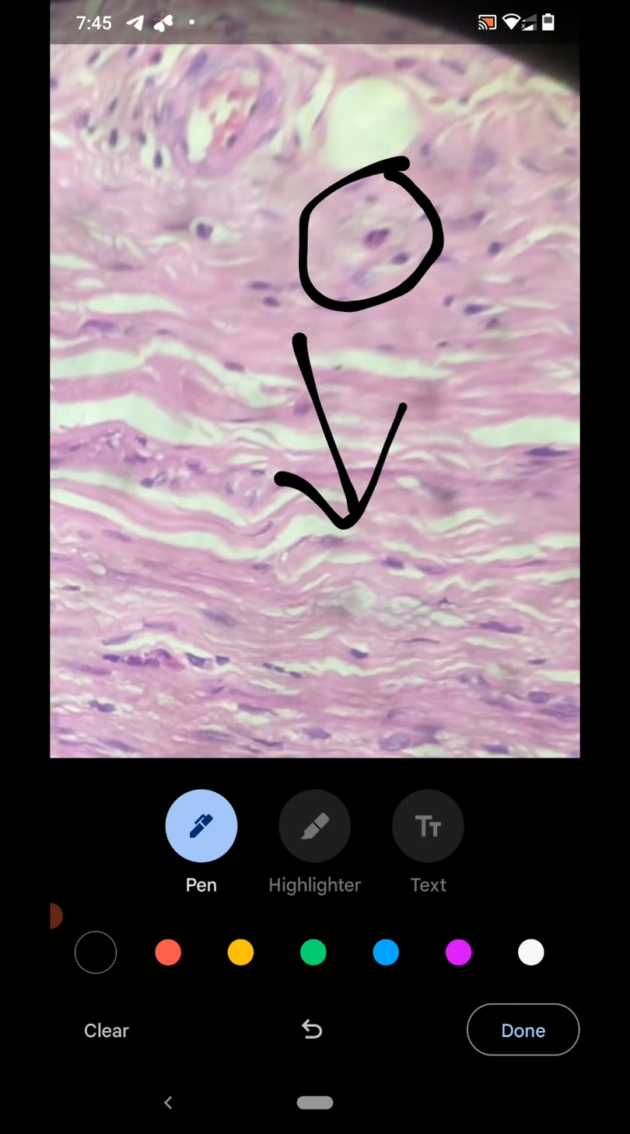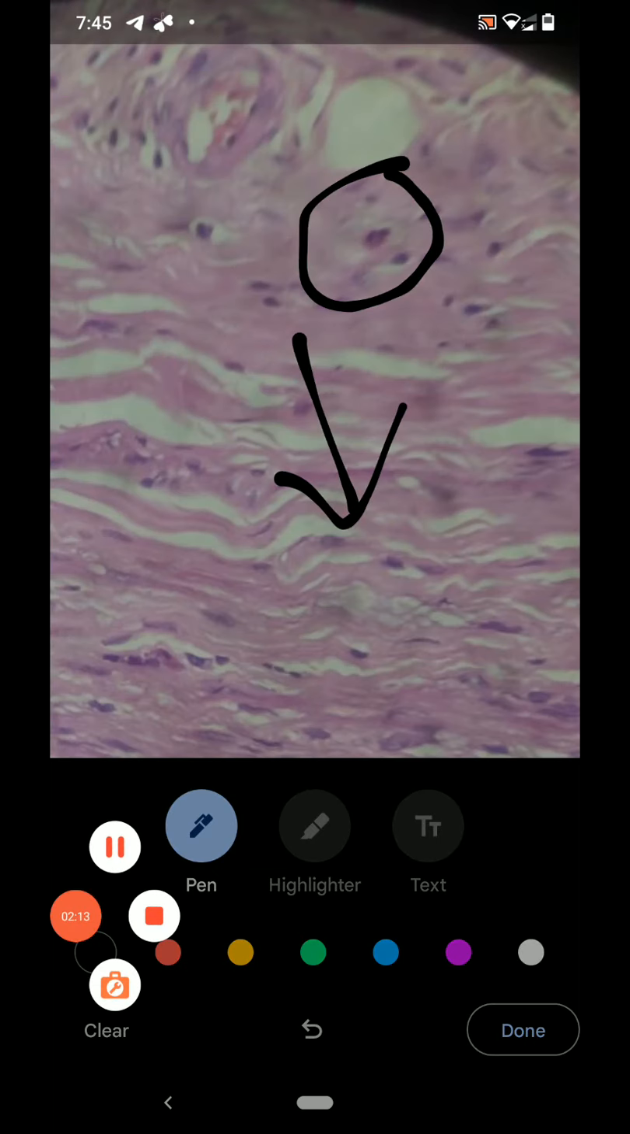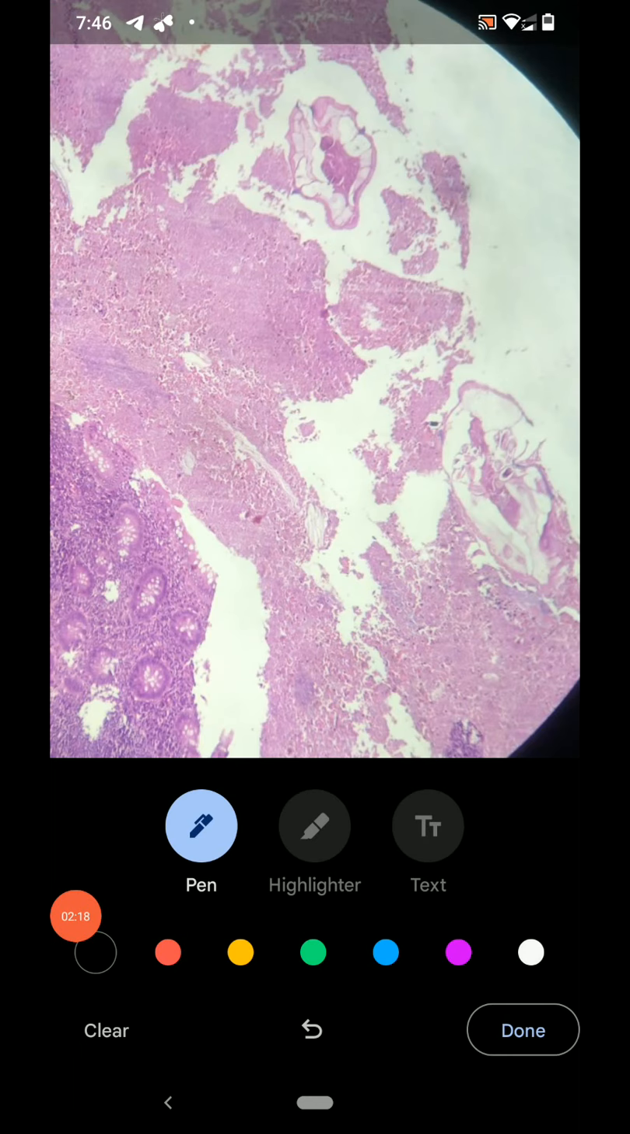So the presence of this acute inflammatory cell defines appendicitis. So if neutrophils are present in the muscle layer, then it defines acute appendicitis. Lymphoid tissue can be normally seen in the lamina propria. So it is the presence of acute inflammatory cells in the muscle layer that is significant.